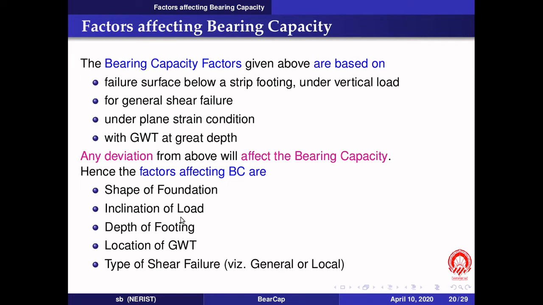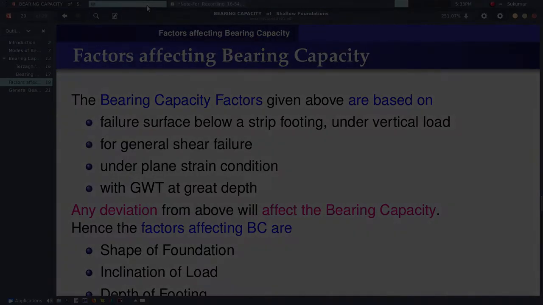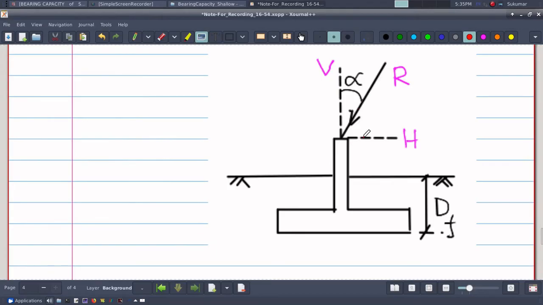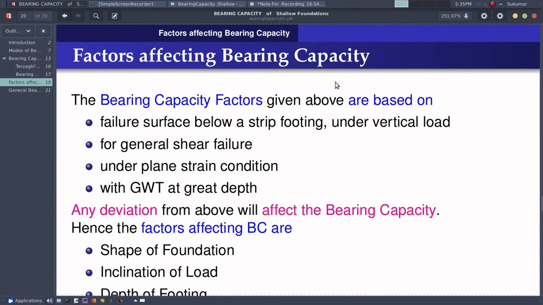If in the foundation I have some inclined load, how can inclined load come? Actual load on the foundation can be inclined if there is a horizontal component of the load, like that for earthquake load or wind load. When they are combined with the usual vertical dead load or live load, the resultant will be inclined. And due to this inclination, I have to correct my bearing capacity calculation, and therefore the inclination of the load will also affect the bearing capacity calculation.